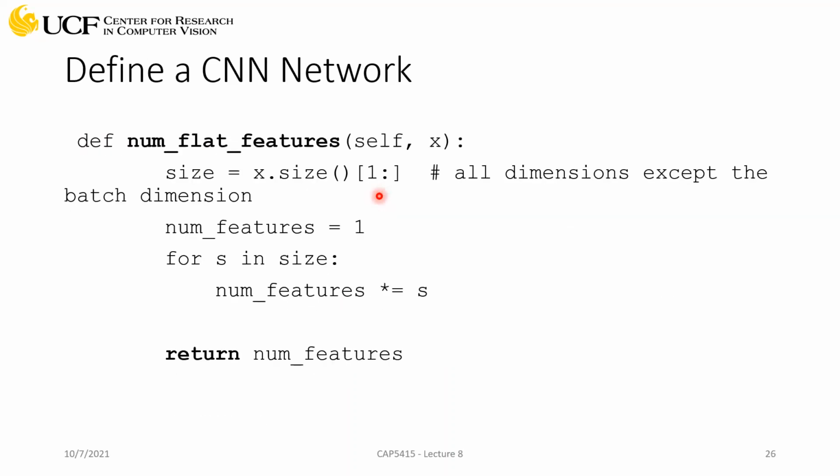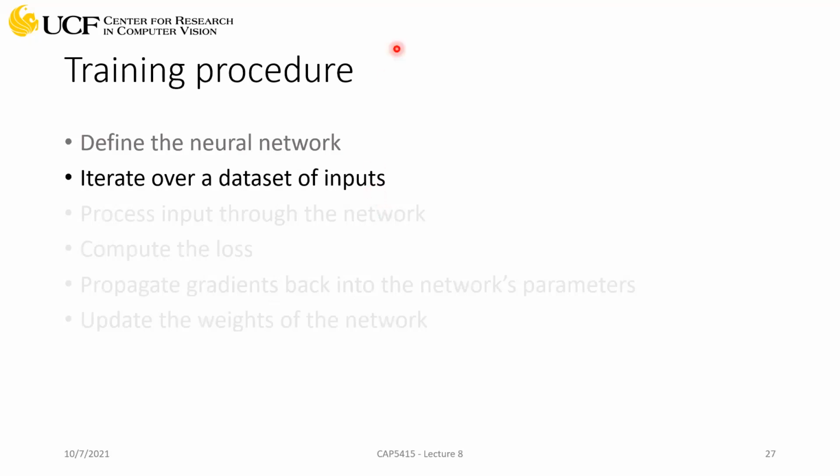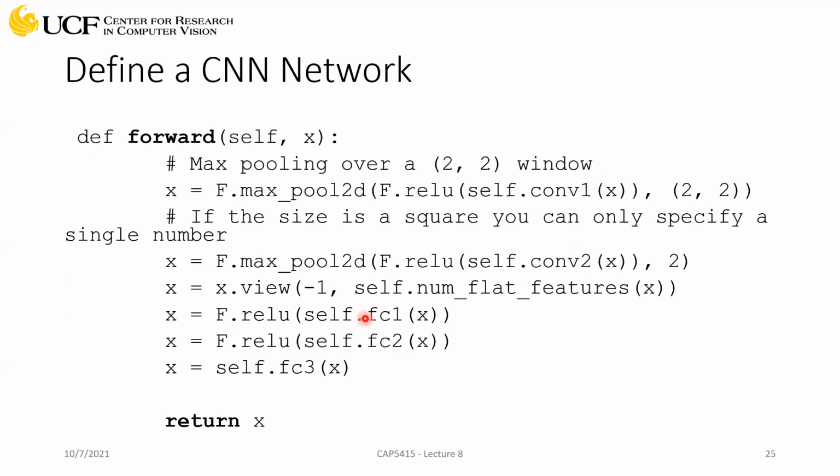So that was how you define your neural network. I think there is a question from Brandon. So a fully connected layer would be that last slide. So yeah, you have three fully connected layers, right? FC1, FC2, and FC3. So you have three fully connected layers in your network.